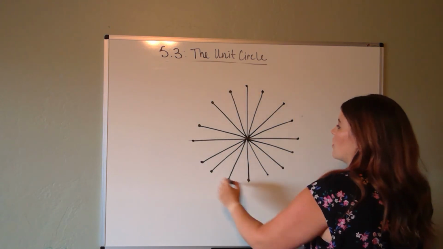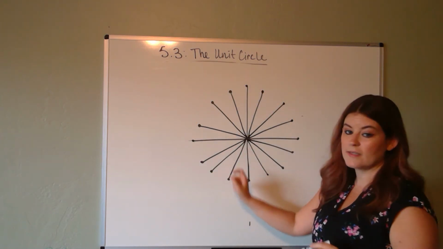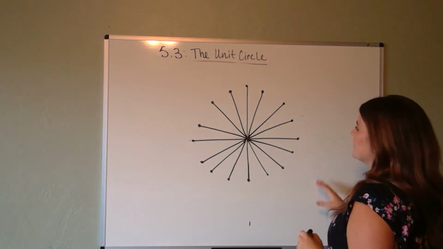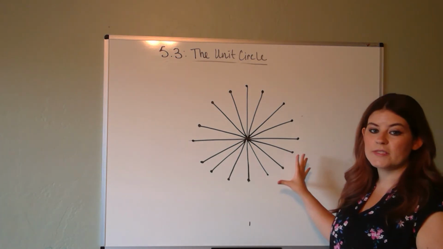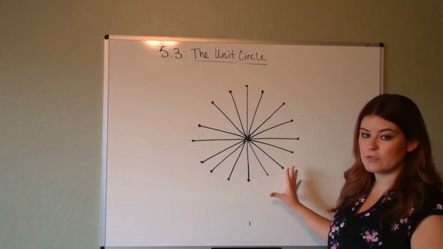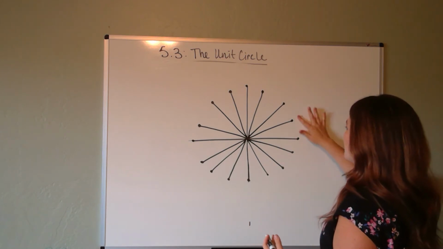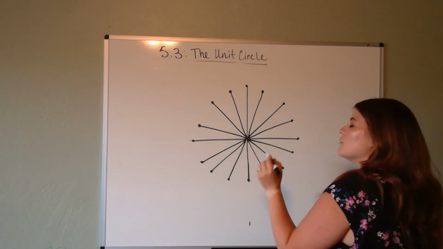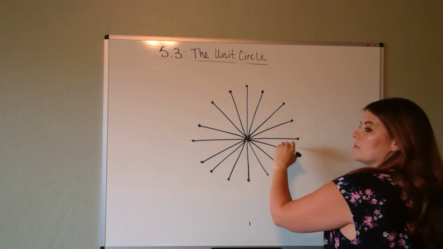I'm not actually going to draw in the circle because connecting those dots would be a horrible idea for me. But this is a circle. This is what we call the unit circle. Why do we want a circle with a bunch of points and angles on it? I'll show you. You guys, let's start with 30.